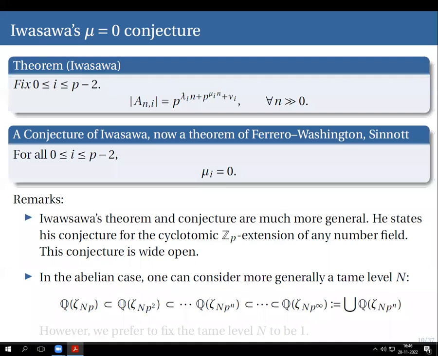So I fixed Q zeta P, but in number theory we can fix the same level. So I could look at big N P squared, big N P cubed, and so on. This big N is called the tame level, but I'll fix it to be 1 throughout my talk. Okay, so some technicalities aside, I want to focus on this result of Ferrero Washington, who used some sort of ergodic theory to prove this result.